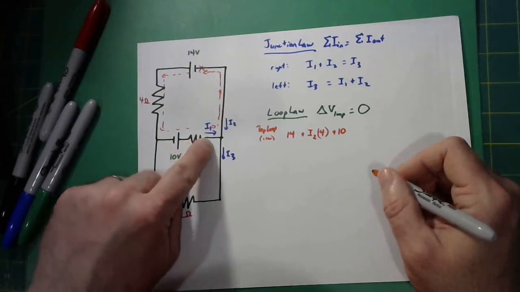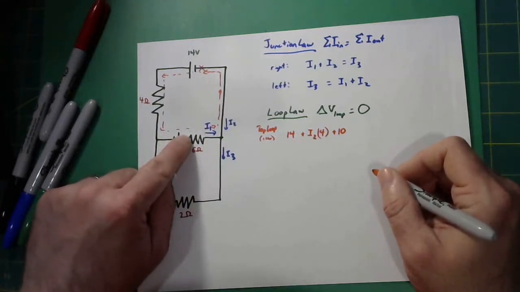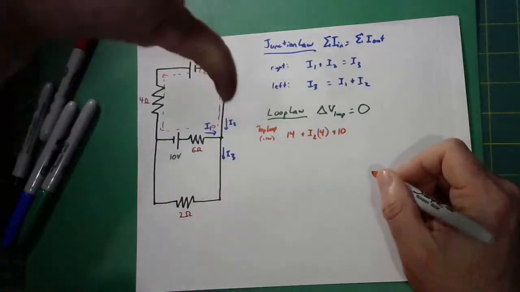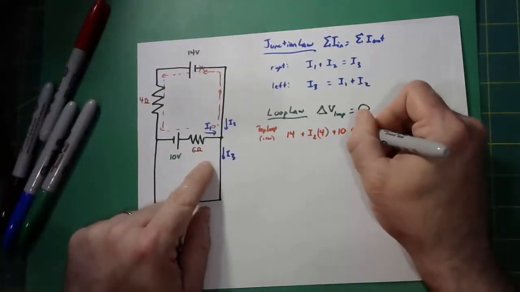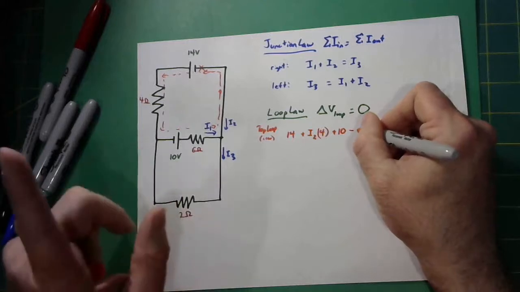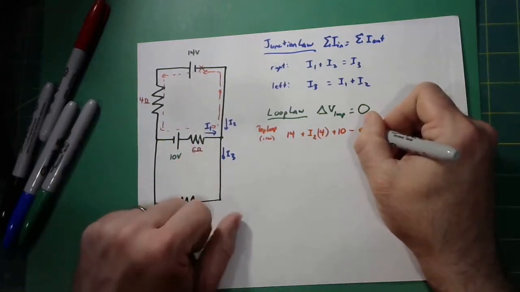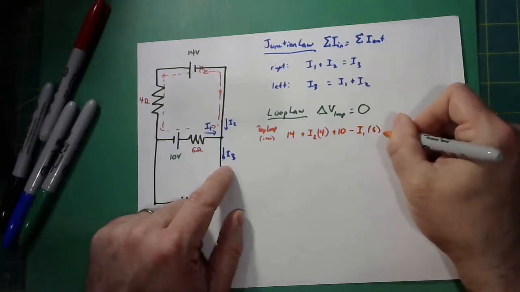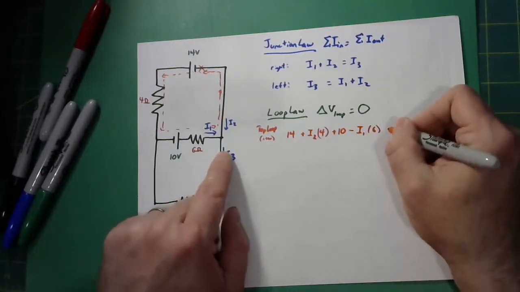As they go through the resistor, they dump off energy. So we're going from before they lost the energy to after they lost the energy. So we're going to be going down voltage, right? This time, I1 is the current in this branch, and our resistance is 6. So we're going to go down 6I1.